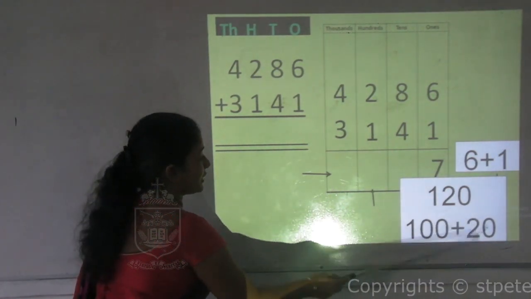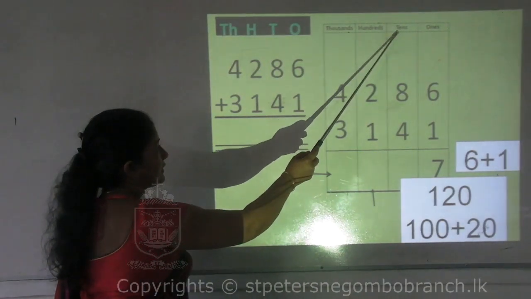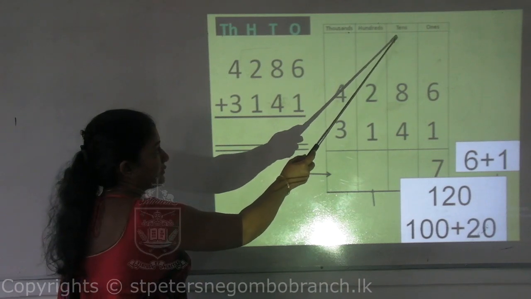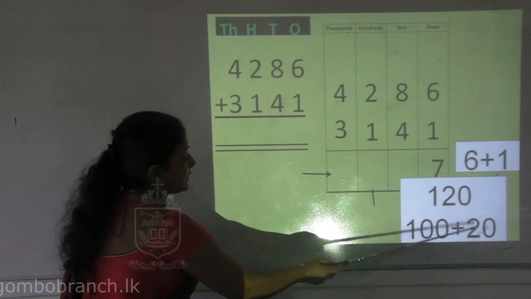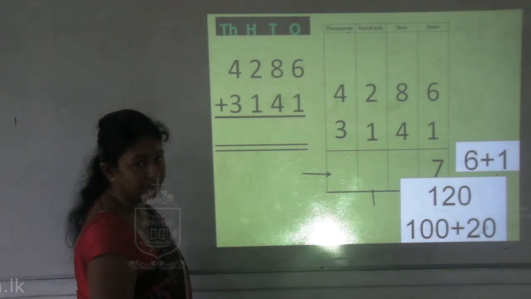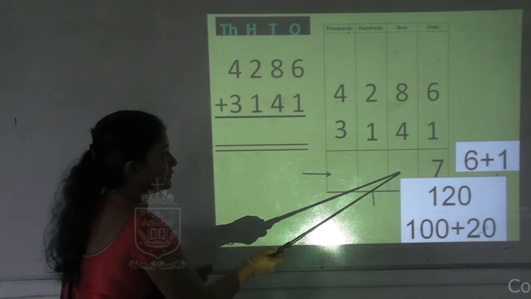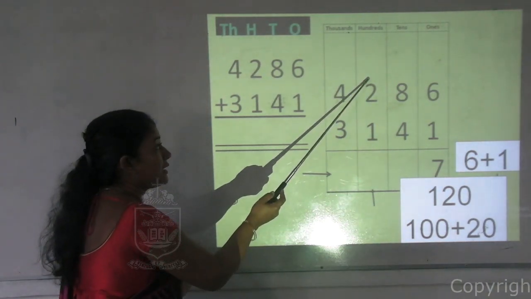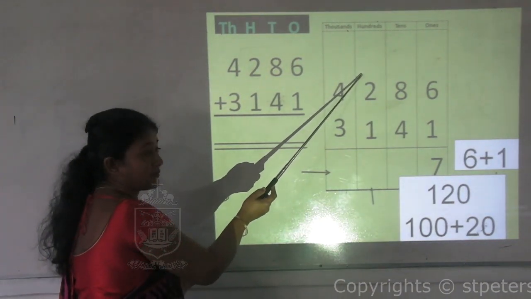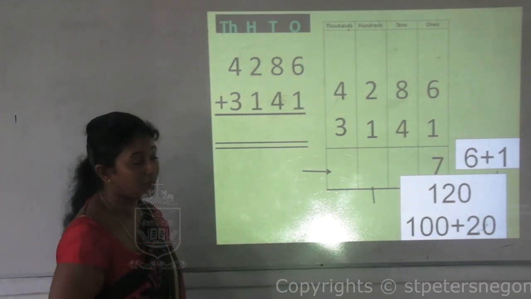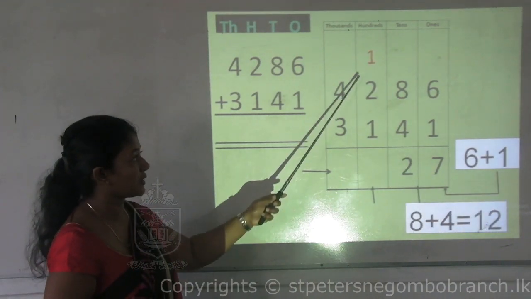But when you write 20, you don't need to write number 20 here, because already we know that in this place, we are writing only tens. So, if you write only number 2, it's enough. But we cannot keep this 100 in here. We have to carry it to the hundreds place. We now are going to take this 100 to the hundreds place. We can write it as a 1 digit. You can see that one.